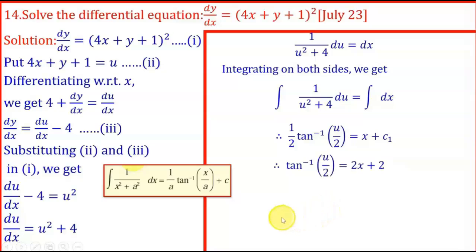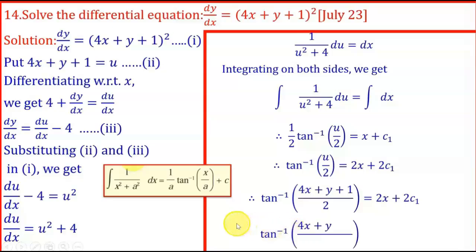After multiplying on both sides by 2, you will have tan inverse of u by 2 is equal to 2x plus 2c1. Next, substitute the value of u. That is, tan inverse of (4x plus y plus 1) upon 2 is equal to 2x plus 2c1. Replace 2c1 by c, and hence you will have tan inverse of (4x plus y plus 1) upon 2 is equal to 2x plus c.